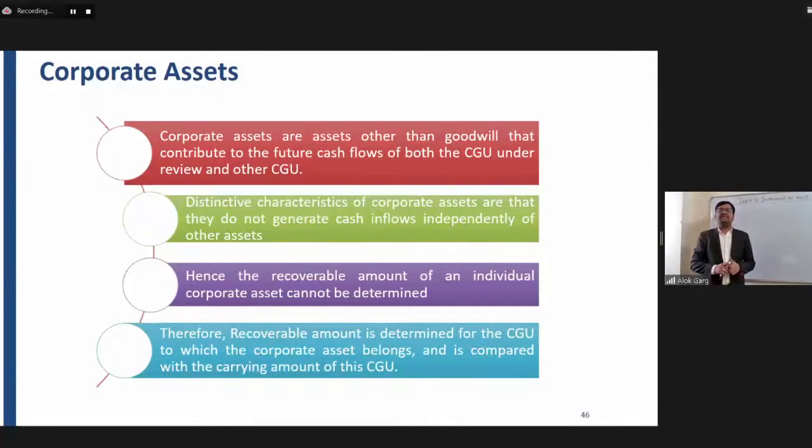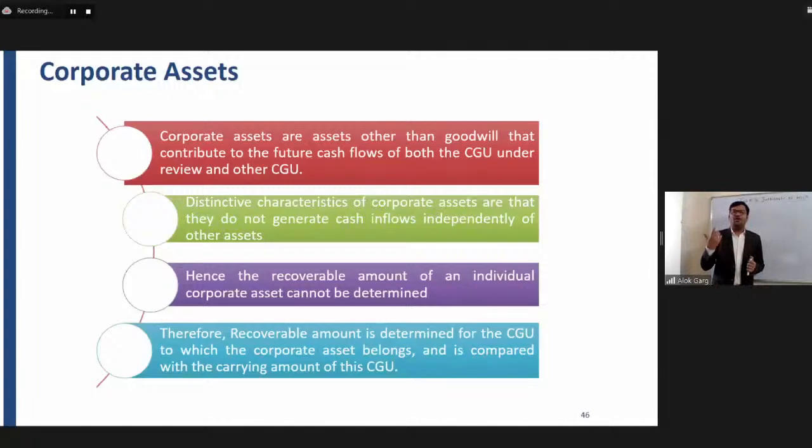Corporate assets are assets other than goodwill that contribute to the future cash flow of both the CGU under review and other CGUs. A distinctive characteristic of corporate assets is that they do not generate cash flow independently of other assets. Hence, the recoverable amount of an individual corporate asset cannot be determined. You cannot calculate the value in use.